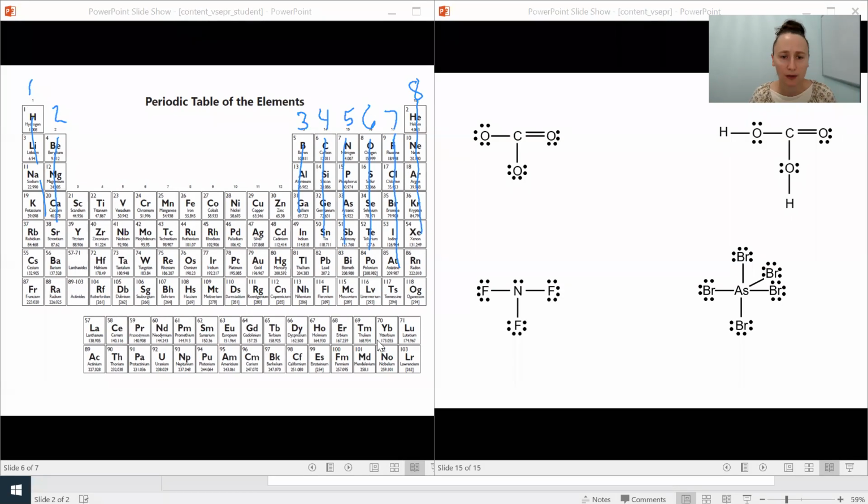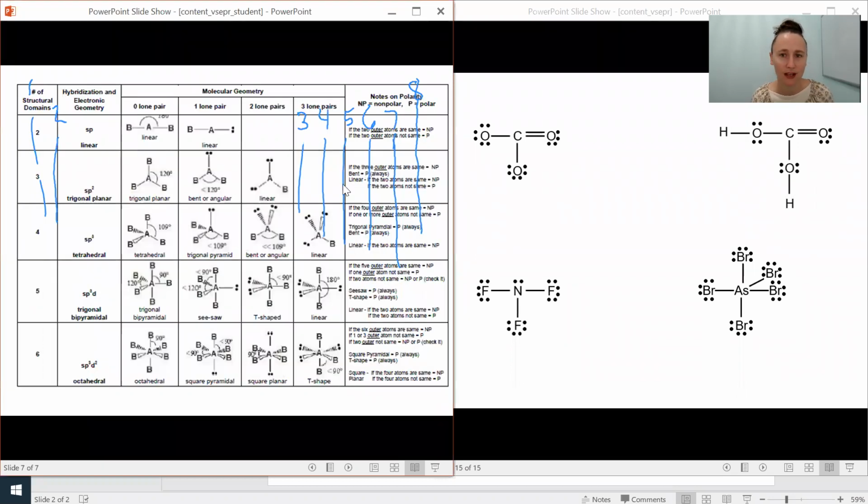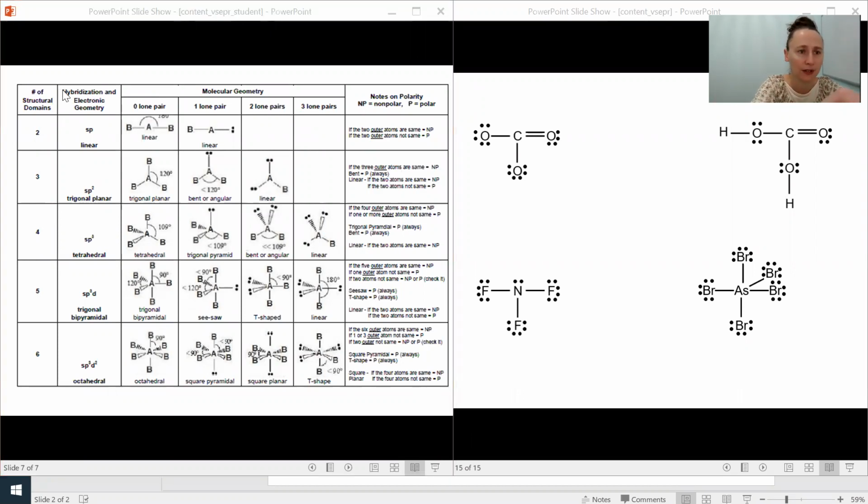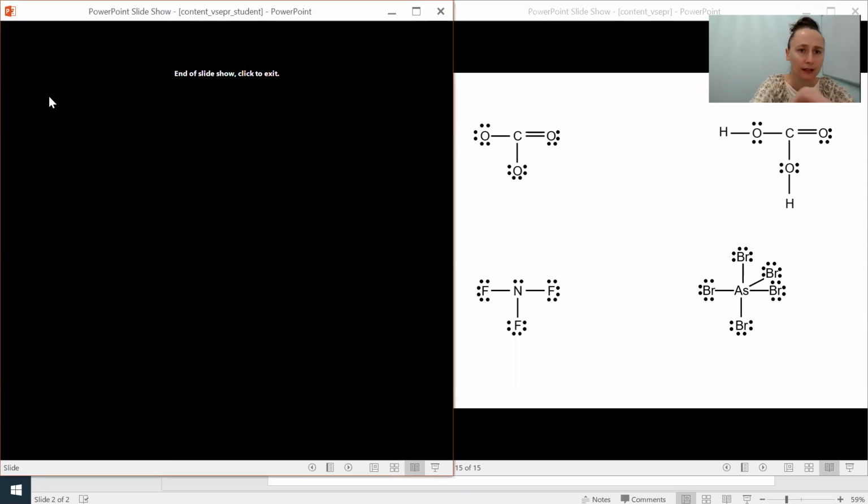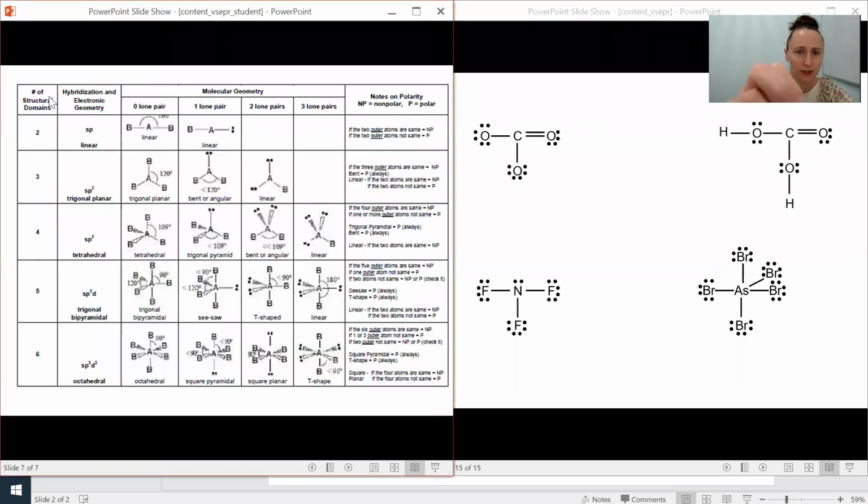All right, from the previous video, I have pulled over much nicer drawings of the Lewis structures so that we can use those. And there is also a table just like this one that you can find in your notes, and I'm going to show you how to use it. You're going to look at the number of domains. The number of domains is how many things are on the central atom.